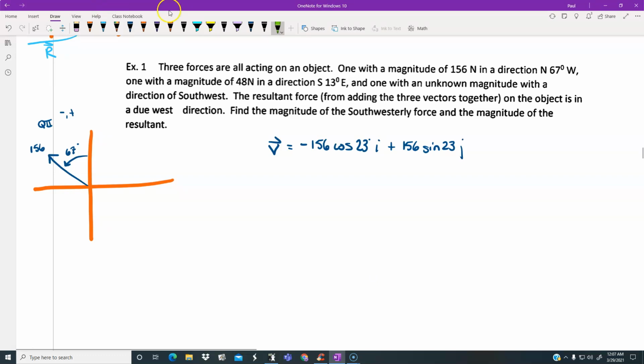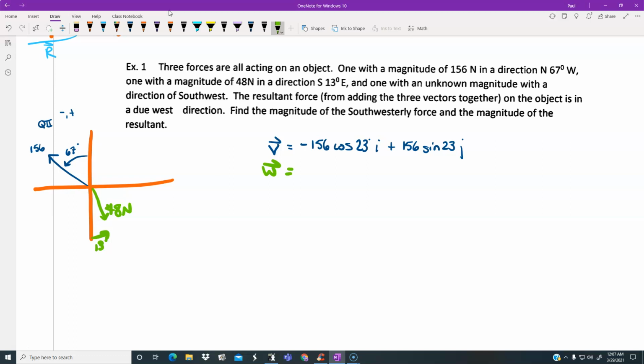Now we'll go to the second vector. The second vector is one with a magnitude of 48 newtons going in a direction of south 13 degrees east. Now we haven't done a south 13 degrees. That's this way. This is what this vector looks like. That's 13 degrees from the south, going in an east direction of 48 newtons. Let's put that guy down, vector W.